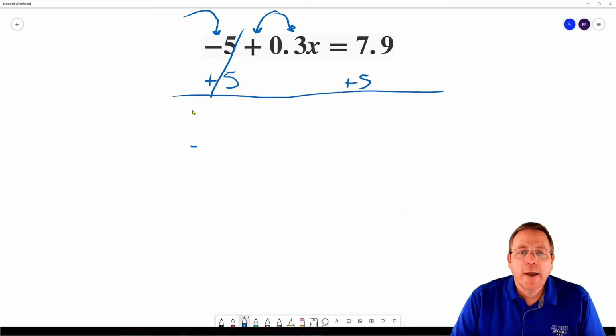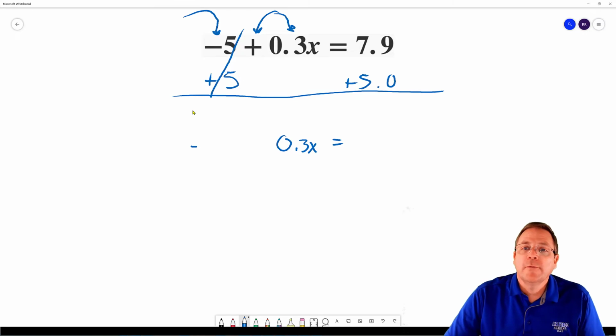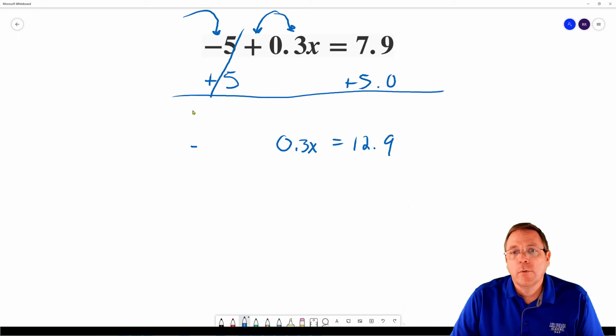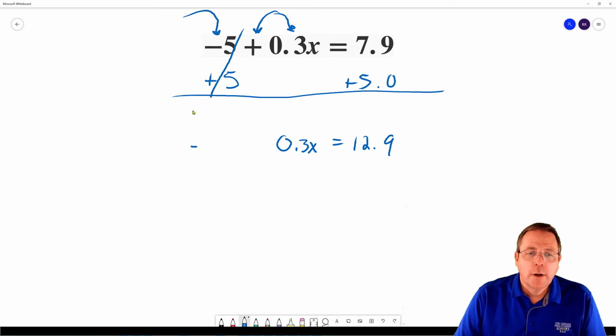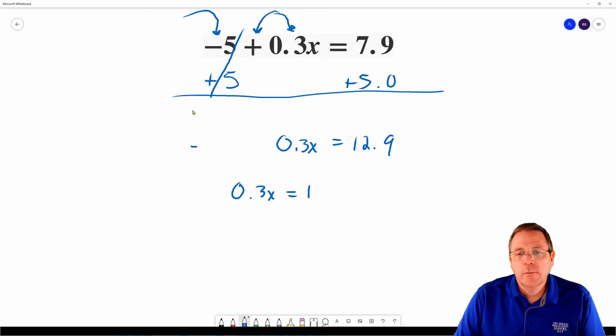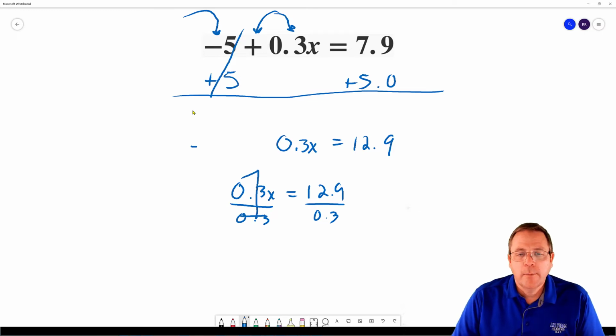So with that said, the 5 zeroed out, leaving us 0 and 3/10 x is equal to, and then I have 7.09 plus 5.0. That is going to leave me a 9 and a 12 for a 12.9. From here, we're going to make a new row. 0.3x is equal to our 12.9. We're going to isolate our variable by dividing our 0 and 3/10 on both sides. These, of course, divide out becoming 1, and 1 times x is x.